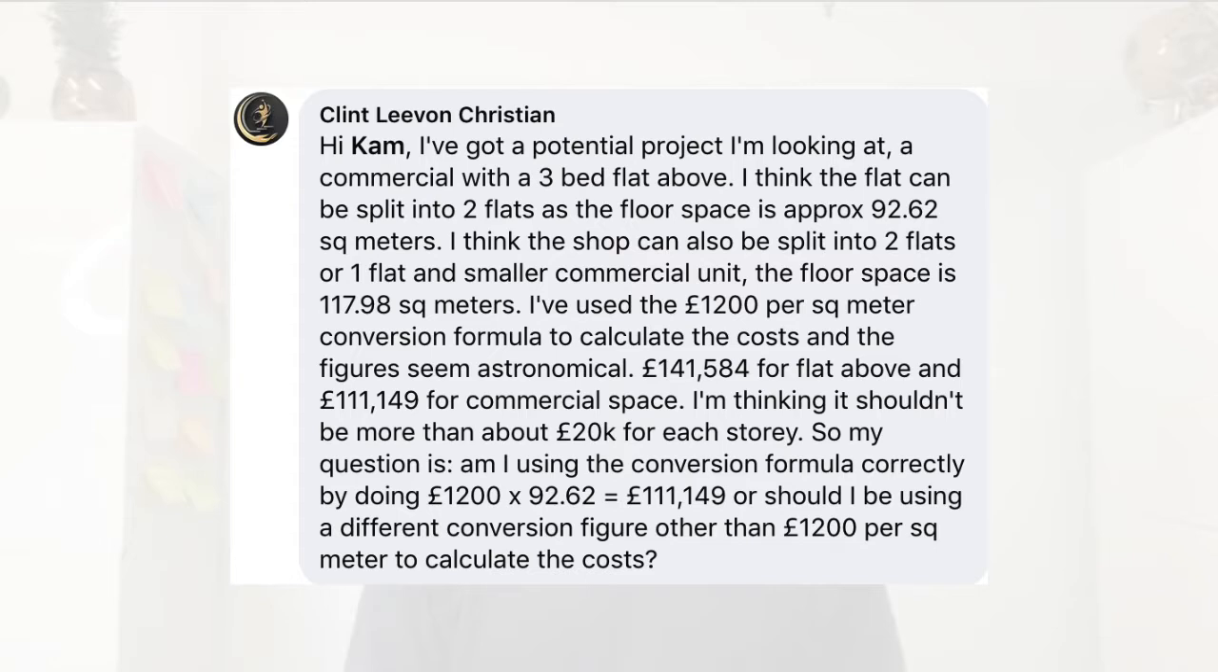£141,584 for flat above and £111,149 for commercial space. I'm thinking it shouldn't be more than that. I'm thinking it shouldn't be more than about 20,000 for each story. So my question is, am I using the conversion formula correctly by doing 1,200 times 92.62 equals 111,149, or should I be using a different conversion figure other than £1,200 per square metre to calculate the costs?"